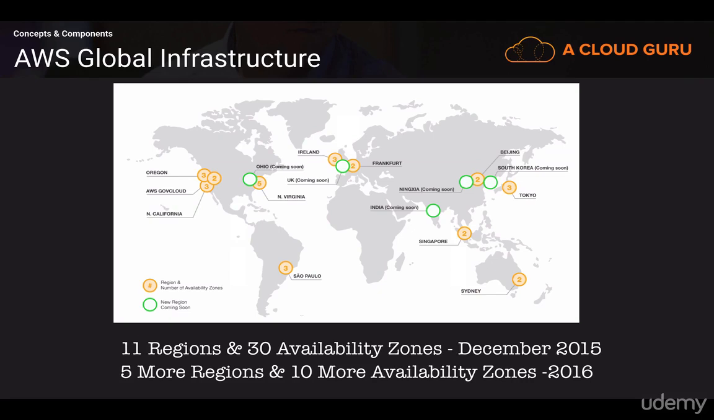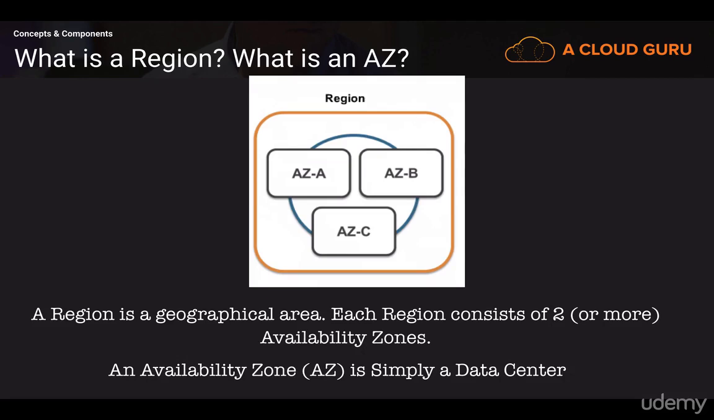They are opening new regions all the time, and they're adding availability zones to these regions all the time. So that raises a question: what do I mean by region, and what's an availability zone? A region is simply a geographical area. Each region consists of 2 or more availability zones. An availability zone is simply a data center, and you need to understand the differences between regions and availability zones going into the exam.